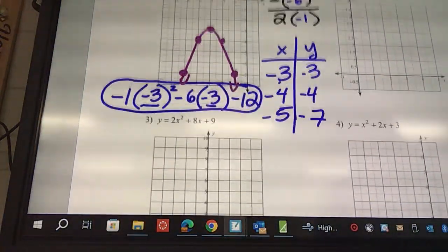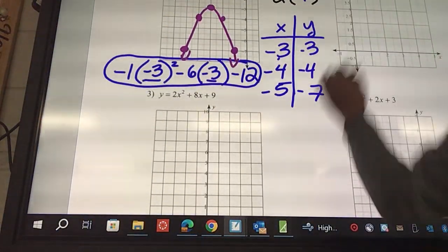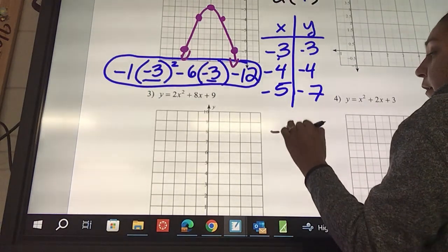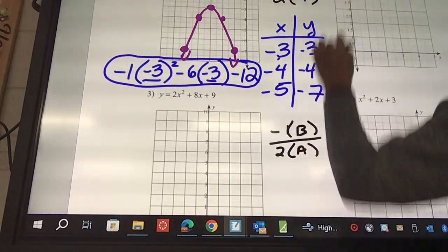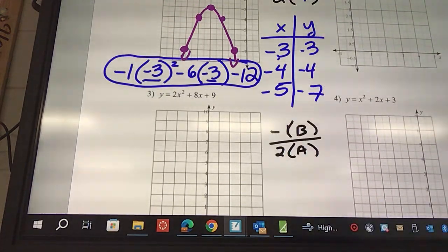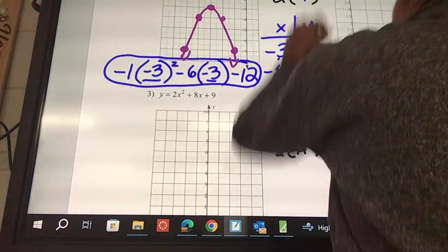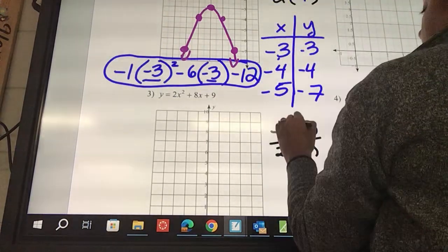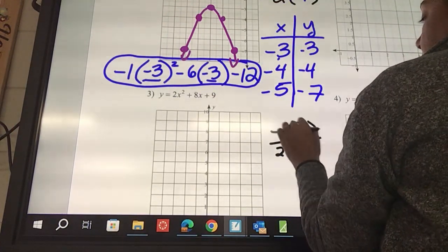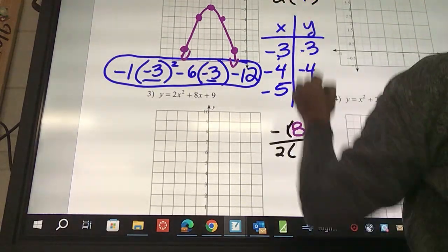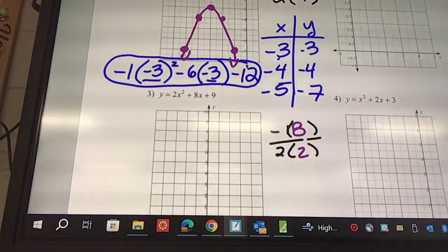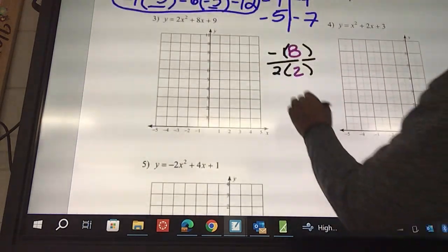Okay, so number 3, we're going to start out with our -b over 2 and my A. Okay, well, what is my B? 8. Okay, so it's going to look like +8. Okay, what is my A? 2. Okay, so we're going to type that in our calculator and see what you get.